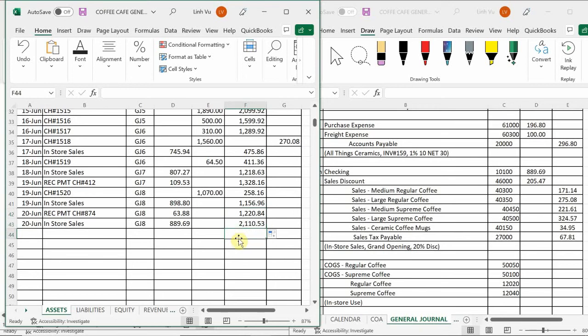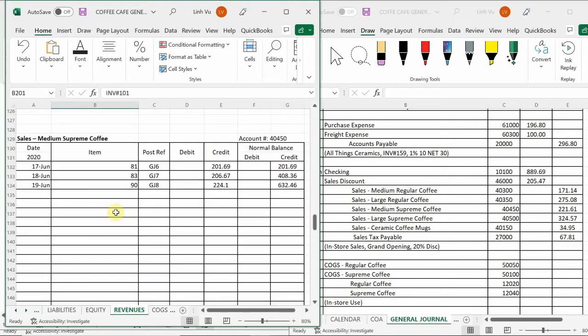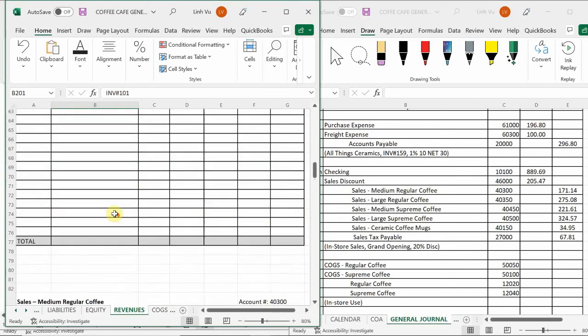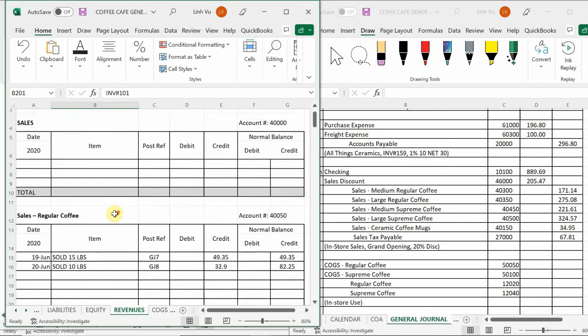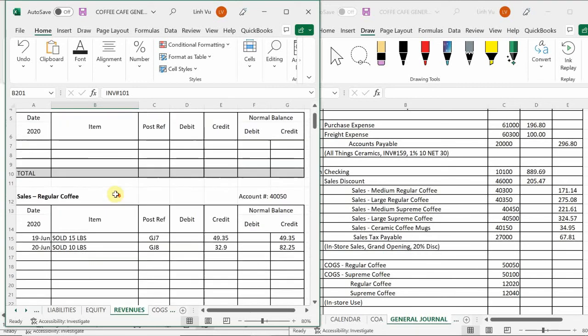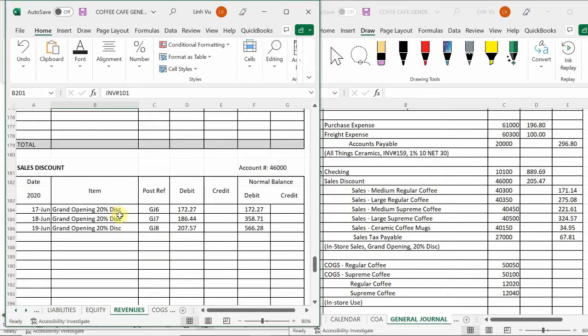Then we need to go to our revenues. Okay. Which one do you want to do first? Where do you want to start? You want to start with sales discount? You want to start with sales medium regular coffee? Which account do you want to start with first? Sales discount. Okay, sales discount.